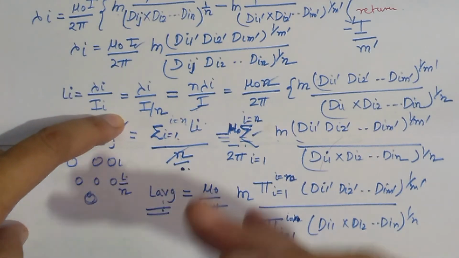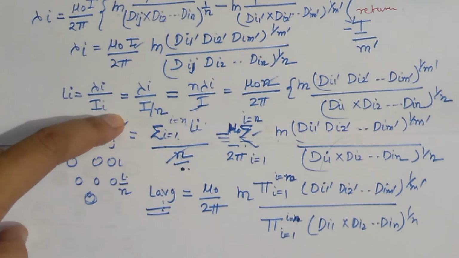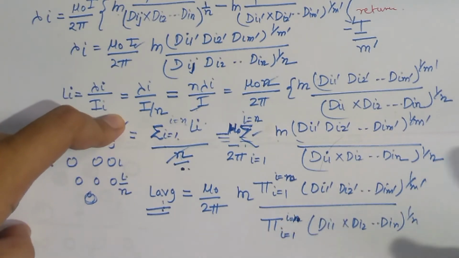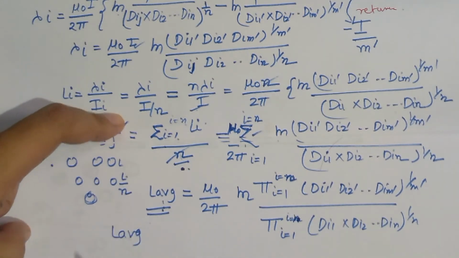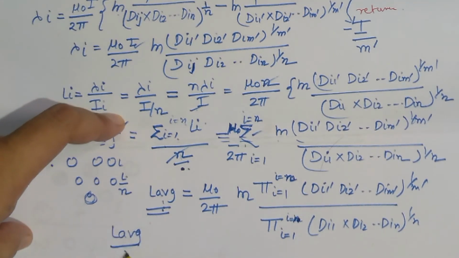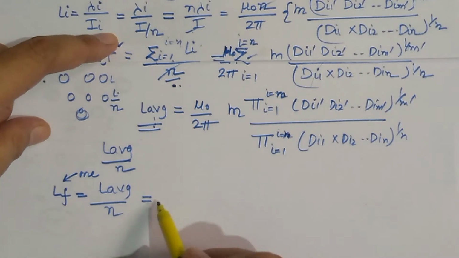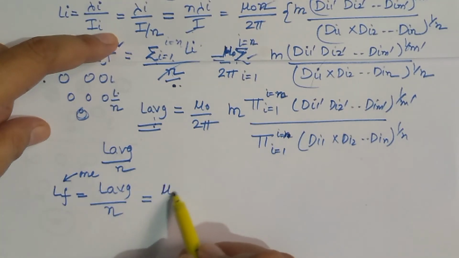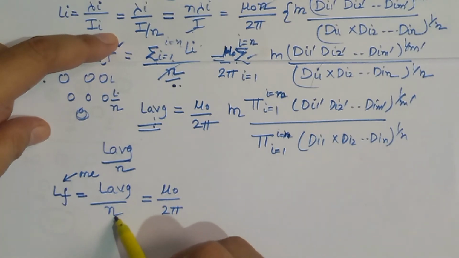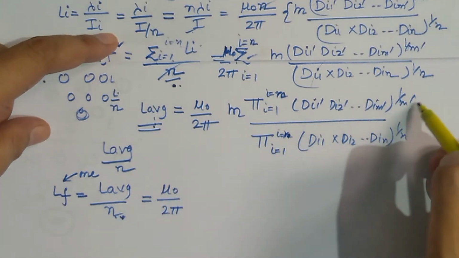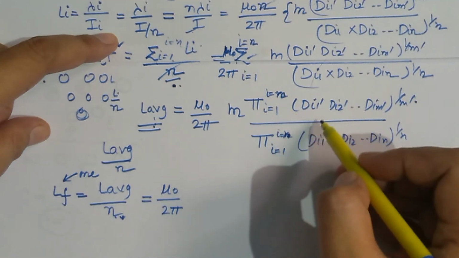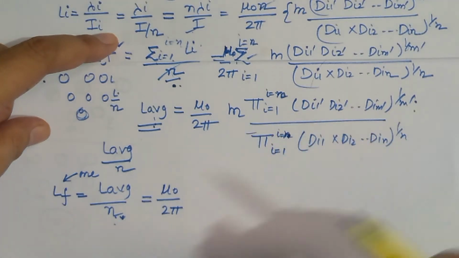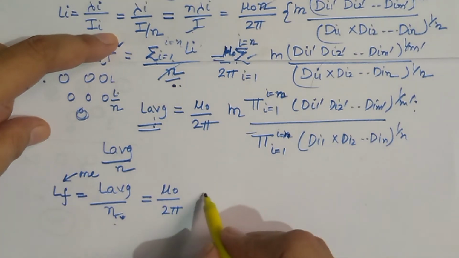Now there are n number of conductors in the group. So total inductance will be equal to L average by n, because all the conductors are in parallel. So L average by n equals mu naught upon 2 pi, and we take this n inside this log.